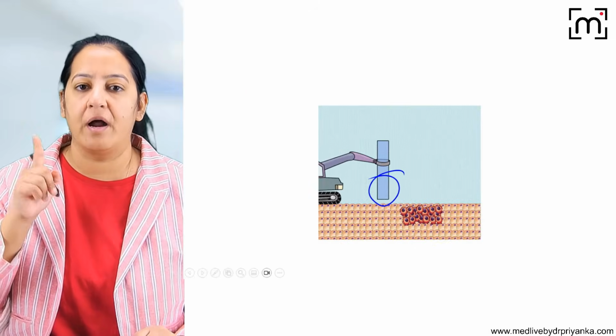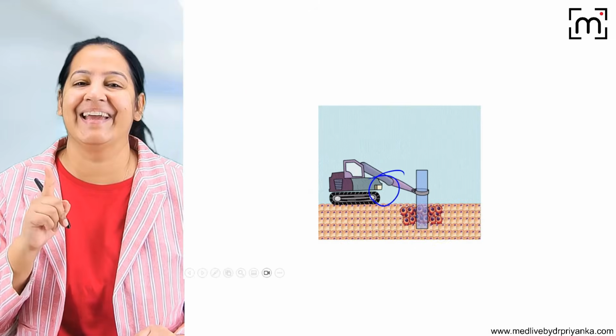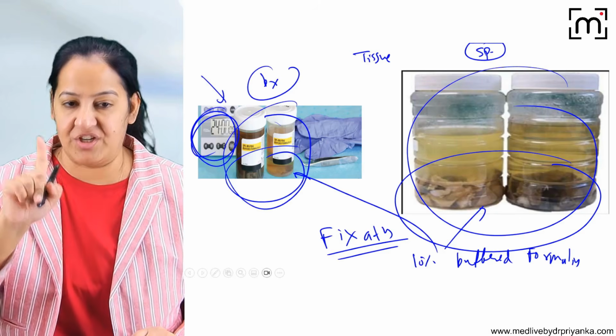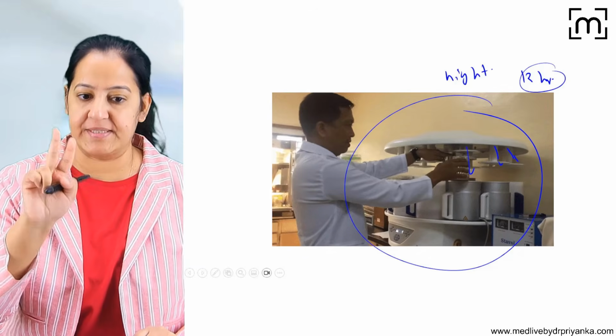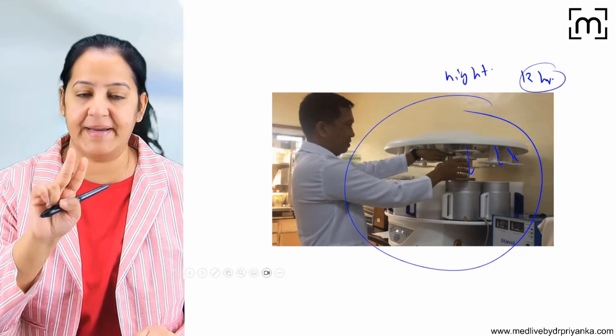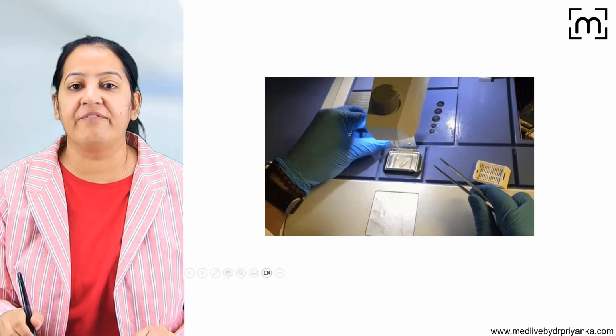So first we are doing the biopsy. After that, we are doing fixation. The first step is fixation. After fixation and cutting, we are doing tissue processing. The second step is tissue processing. After that, we are doing embedding.